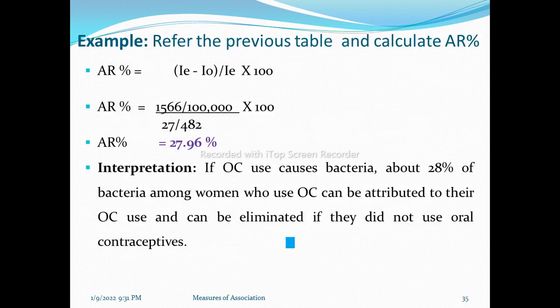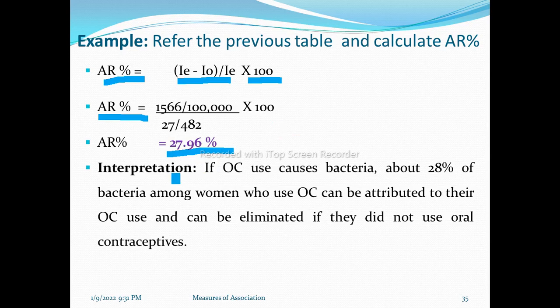Now refer to the previous table and calculate attributable risk percent. Attributable risk percent is incidence in exposed minus incidence in non-exposed over incidence in exposed times 100. In the previous example, 1566 per 100,000 minus 482 over 1566 times 100 gives 27.96%. This is an example taken from the relation between bacteriuria and oral contraceptive use.